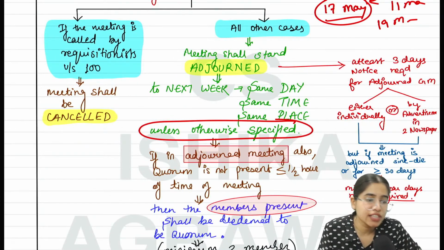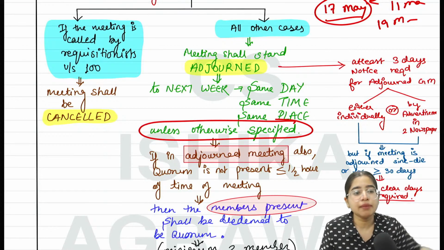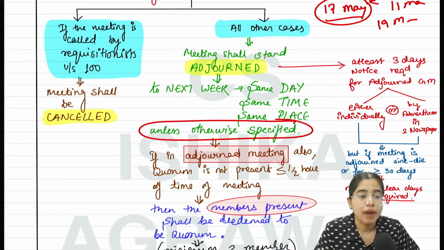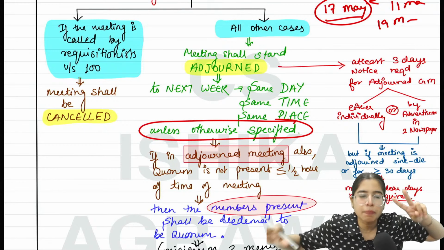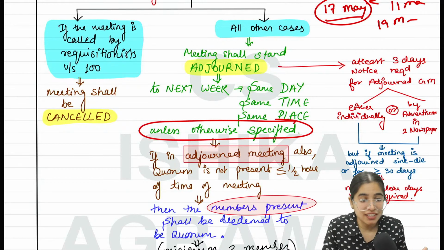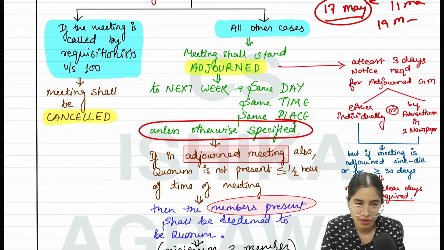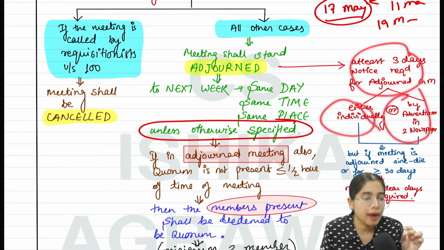And in case of an adjourned meeting, notice can be given either individually or by advertisement. Even if you don't want to give notice individually, you can make a public advertisement in 2 newspapers, one in English, one in vernacular, having circulation in the district in which the registered office of the company is situated. So basically you have to give 3 days notice either individually or by advertisement.